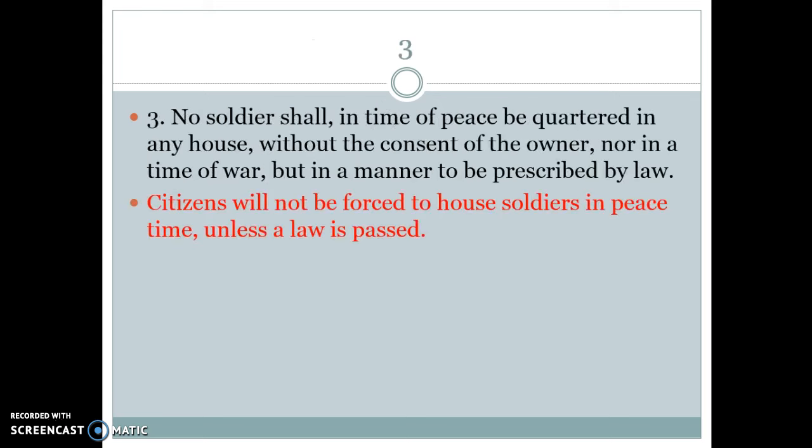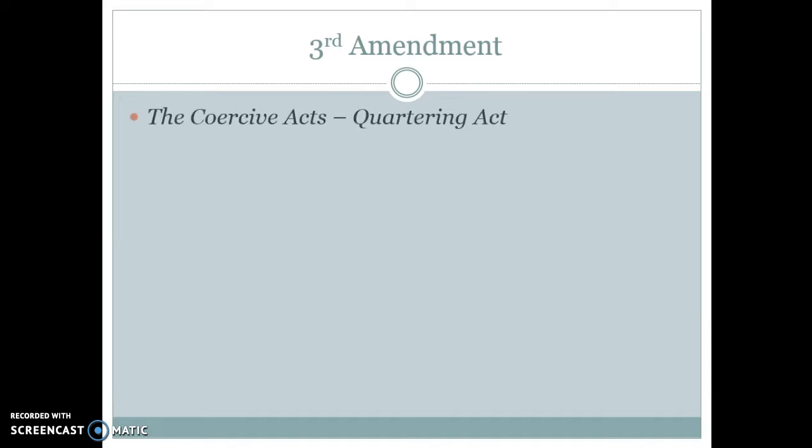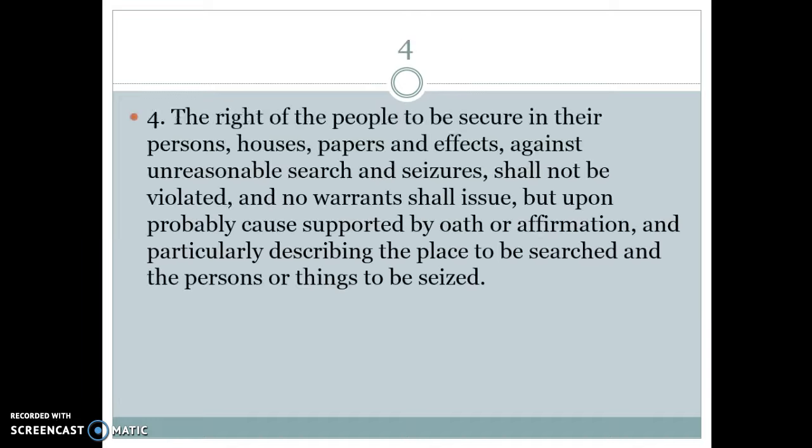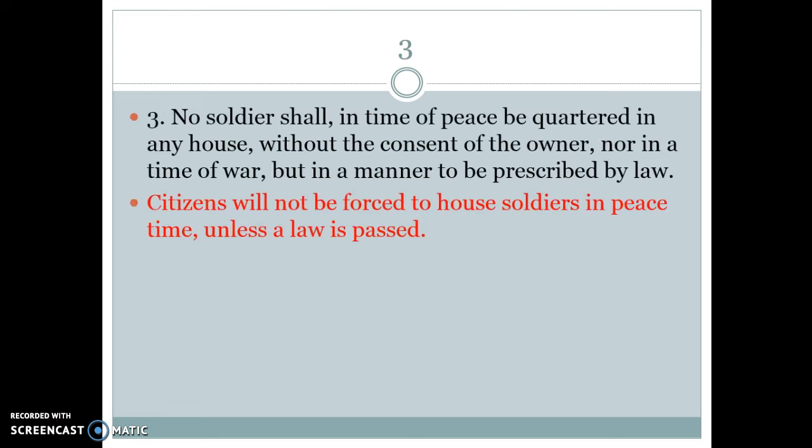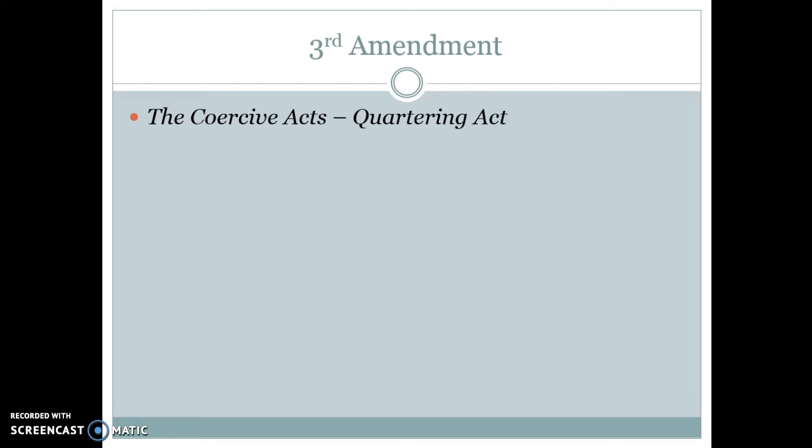The Third Amendment: citizens will not be forced to house soldiers in peacetime unless a law is passed. So the British in Boston were asking colonists to house soldiers through the Quartering Act. And so in the Constitution, the writers of the Constitution, the Americans felt that it would be important to say that Congress cannot force people to house soldiers in peacetime unless there's a specific law or it's a time of war. So again, the historical foundation for that is the Coercive Acts and the Quartering Act.